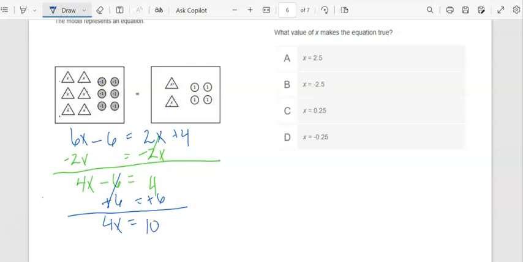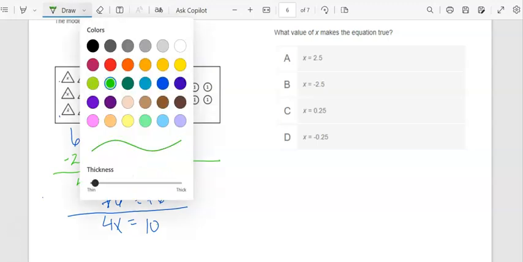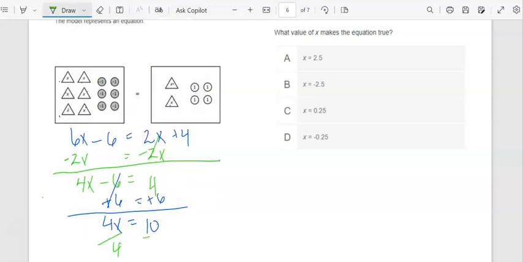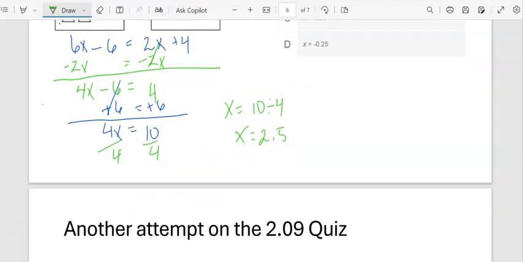Notice the answers are decimal answers, so you can put it into your calculator. And go ahead, x is going to be whatever 10 divided by 4 is. It is going to be positive. So put that in your calculator and you should get 2.5. All right, that's the last question.